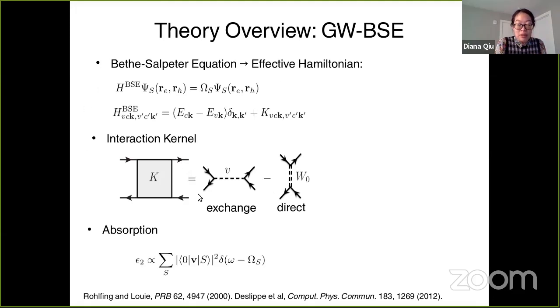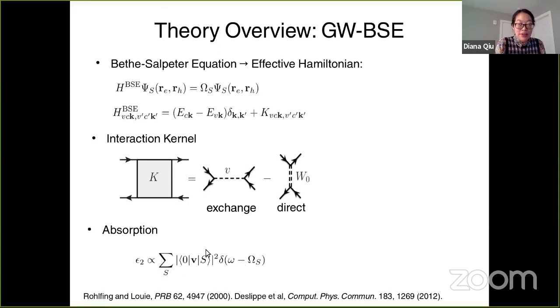When you solve the Bethe-Salpeter equation, you first construct this kernel, and then you construct the BSE matrix. Then you diagonalize this matrix to get your exciton wave functions and excitation energies. And then you can calculate the absorption spectrum from Fermi's golden rule, and this tells you that the absorption spectrum, or the imaginary part of epsilon, is proportional to this matrix element between the ground state 0 and the exciton state S.